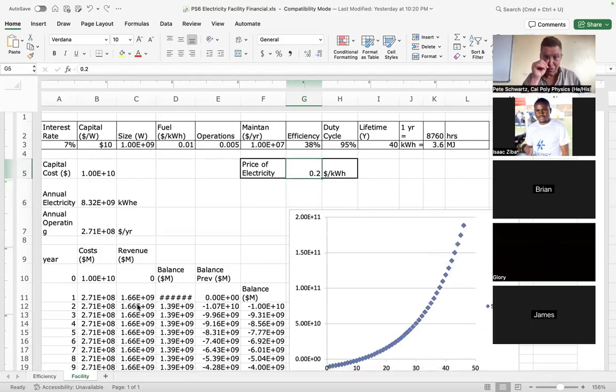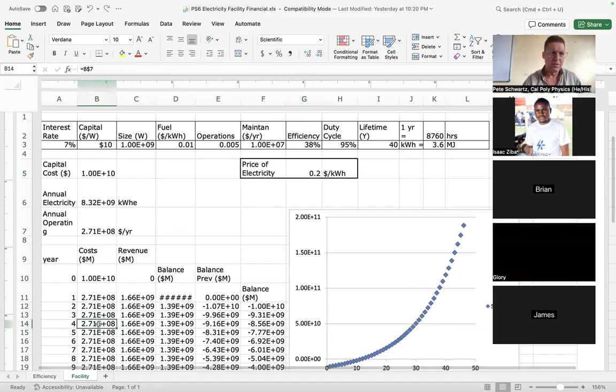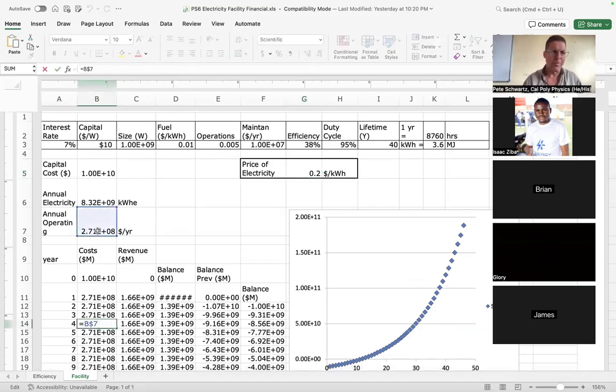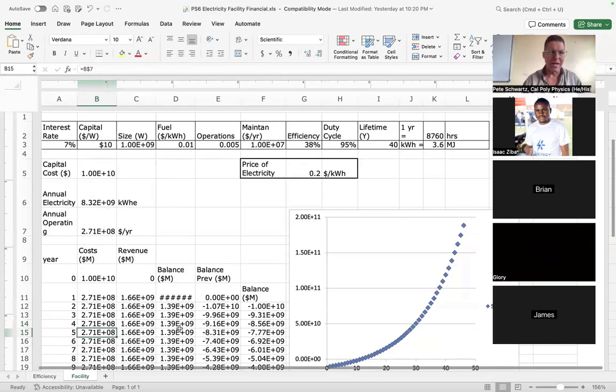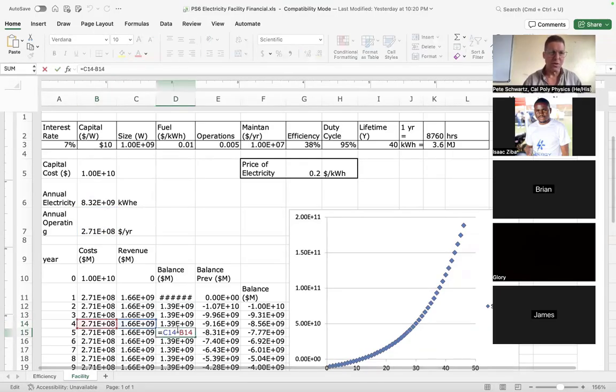Okay. So this is what you need to do, Isaac, and everyone else: go through this spreadsheet and say, what are my costs? Where did this come from? Oh, this is the operating cost. That's what I have to pay every year. And my balance is going to be the amount of money I made minus the amount that I had to pay in my costs, right?